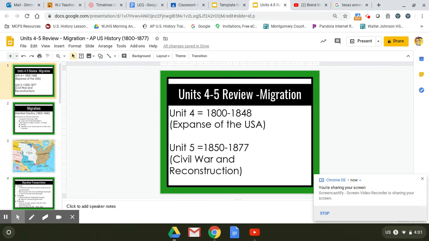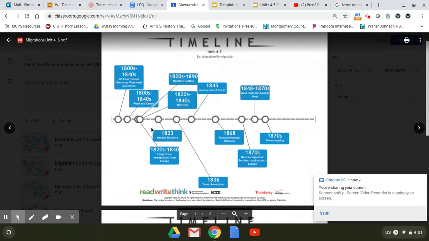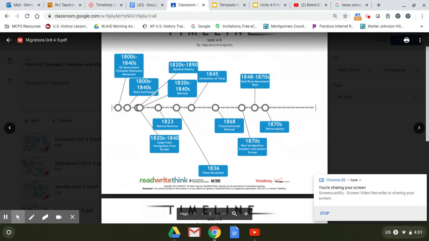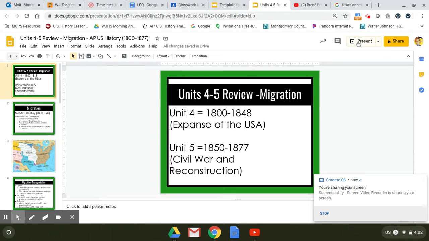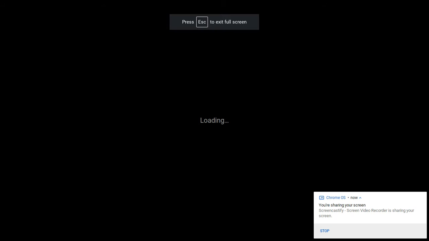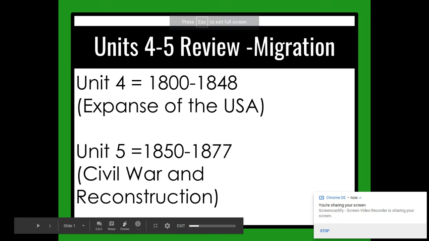I wanted to go over with you the thematic review for Units 4 and 5 about migration. I'm going to be doing that by looking at this Google Slides that I made, but I also want to refer you to the timeline that you can find on Google Classroom based on the theme of migration for Units 4 and 5. Let's go ahead and get started with this particular Google slide here.